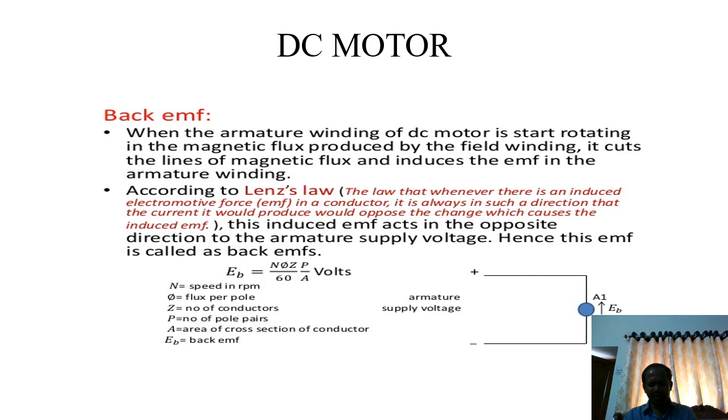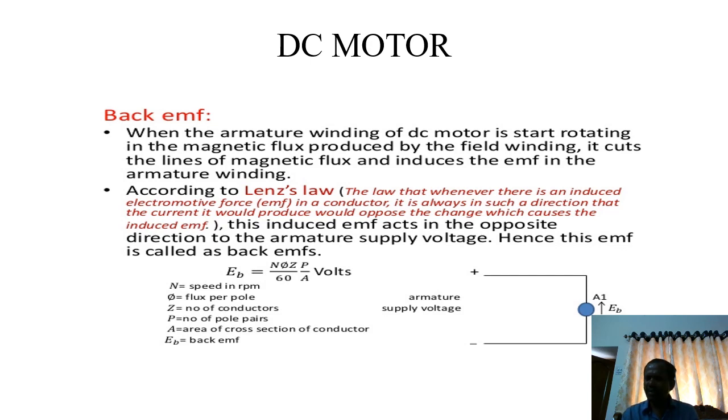When we observe, the armature conductors are placed in a magnetic field, and when they rotate, an EMF is induced in the armature conductor. This induced EMF, which acts in the opposite direction to the armature supply voltage, is called back EMF.